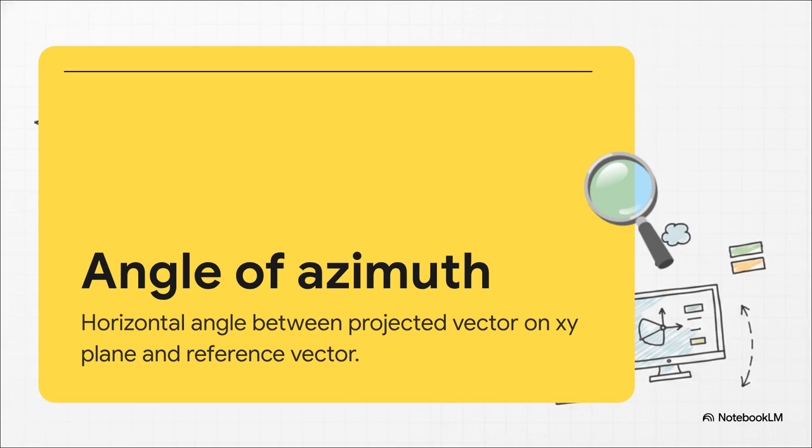Then there's the angle of altitude, theta, which is our vertical angle. Imagine you're looking straight ahead, and then you tilt your head up to spot a bird, or tilt it down to look at your shoes. That vertical tilt is theta. These 2 angles, honestly, they're the fundamental keys that unlock both our cylindrical and spherical systems.